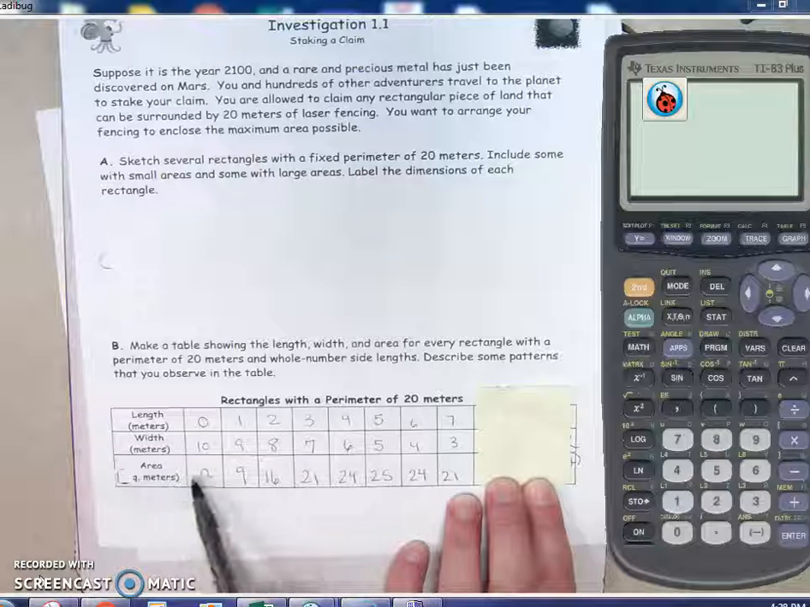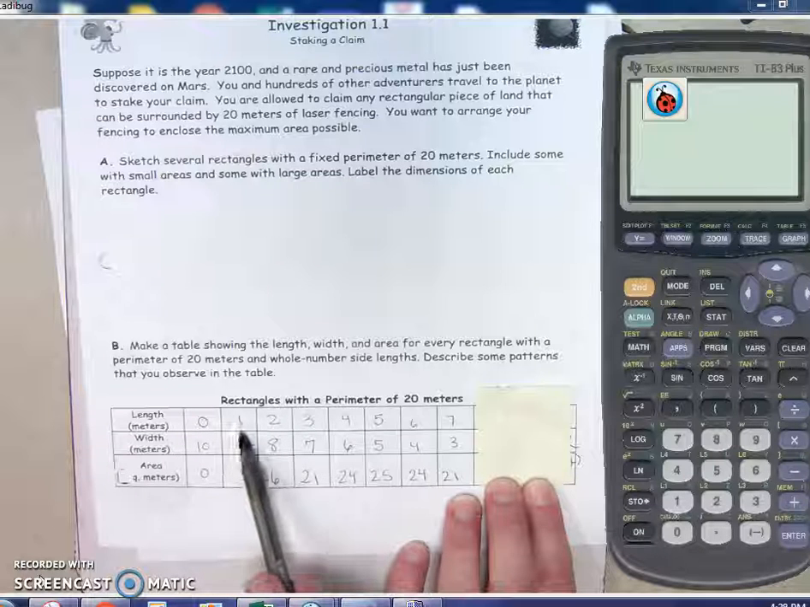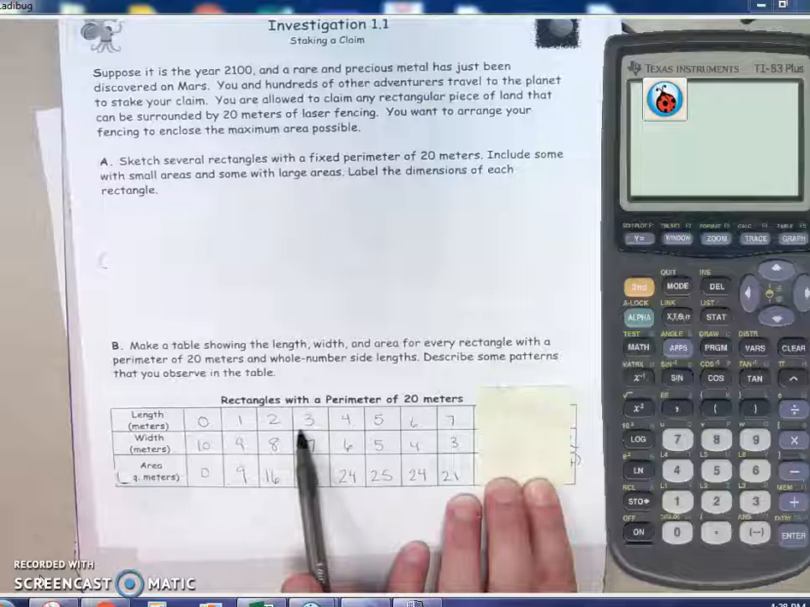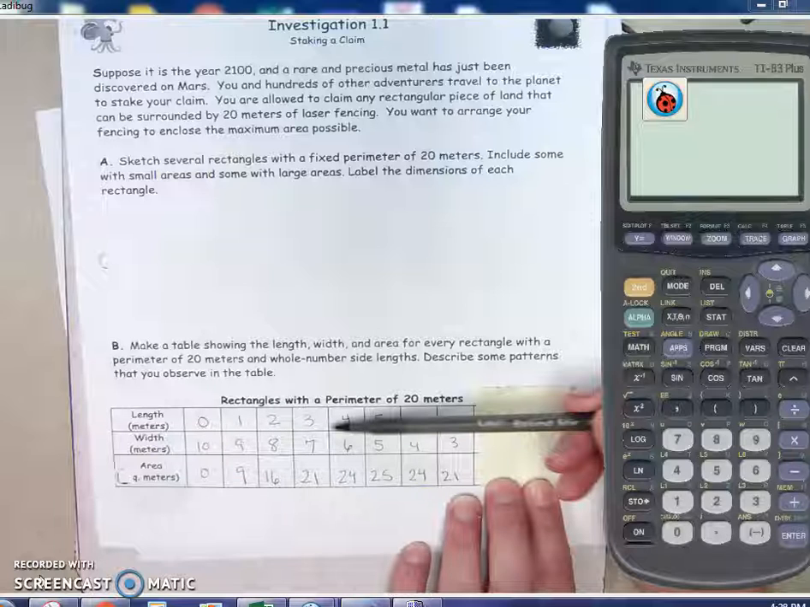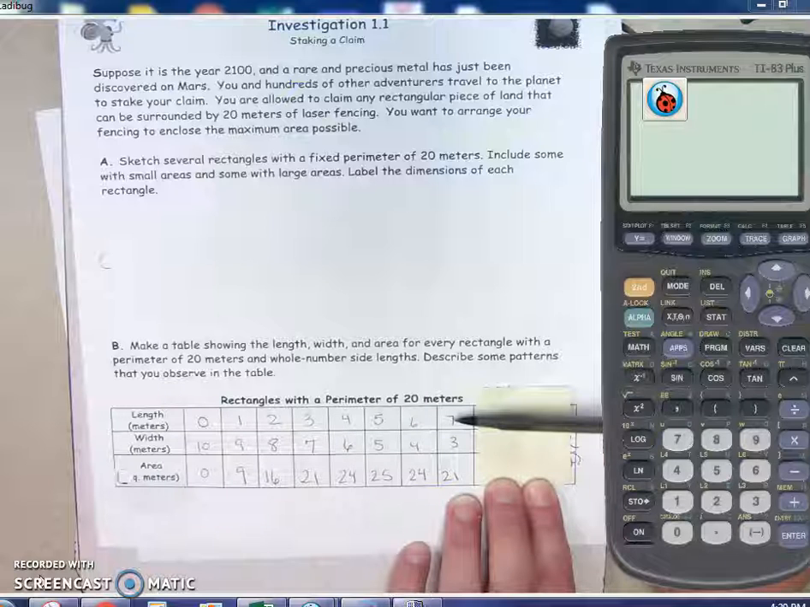So you see I'm completing this table, and as the length in meters goes up by 1, the width goes down by 1. But you may notice that every time they add up to 10. 4 plus 6 is 10. 5 plus 5 is 10. 6 plus 4 is 10. 7 plus 3 is 10.